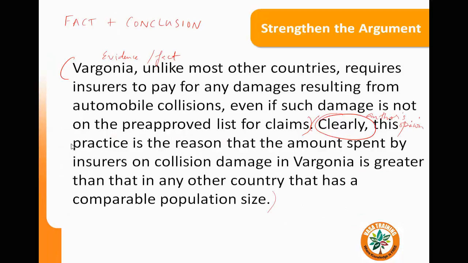So if you recall, what we are trying to prove is that the fact that insurance companies have to pay for any damages resulting from collisions is the reason that they spend far more money than insurance companies in other countries. So this argument really falls into a typical pattern of cause and effect. What we can call A leads to B. This cause has led to this effect. In this case, our cause is here and our effect is here.